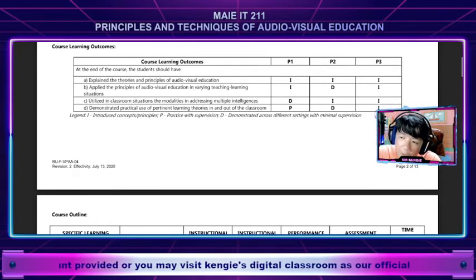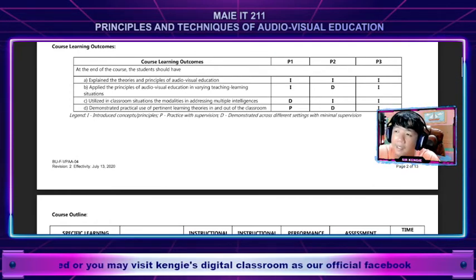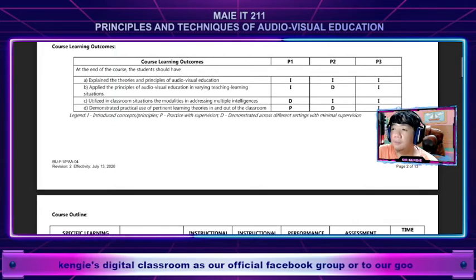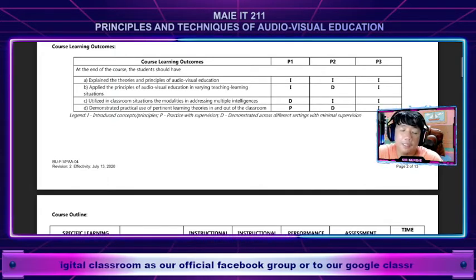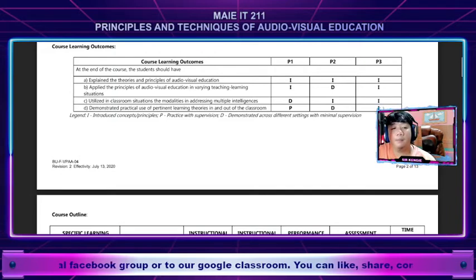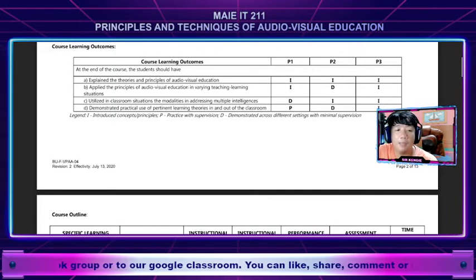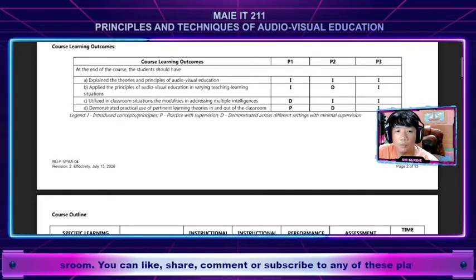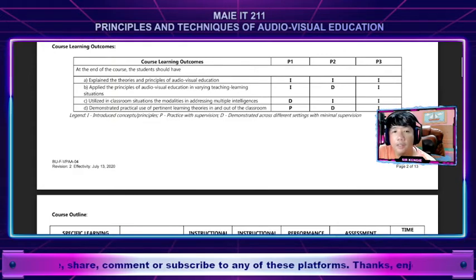If you can still recall, way back when you were in college, napag-aralan nyo yung 3 domains of learning. Diba? We have the cognitive, the psychomotor or the skills, and then the behavior or the attitude or the affective domain. And the last one is demonstrate practical use of pertinent learning theories in and out of the classroom. So these are the 4 learning outcomes in the principles and techniques of audio visual education.